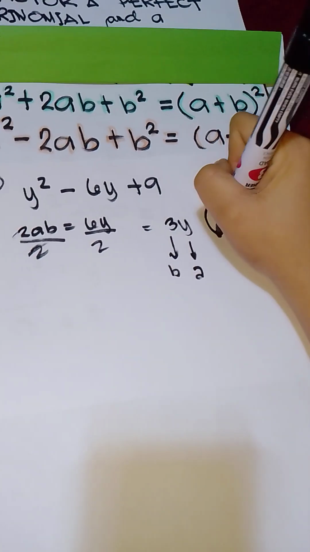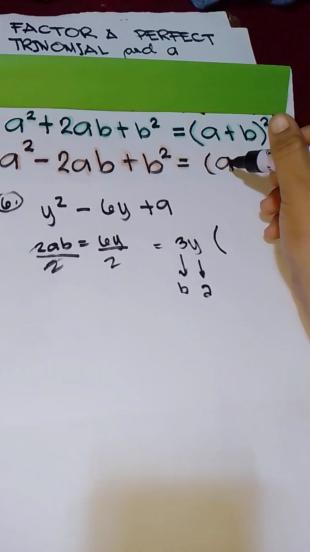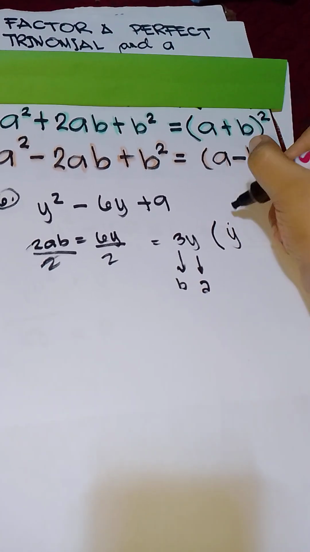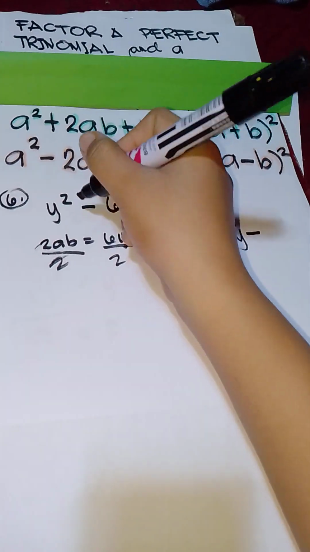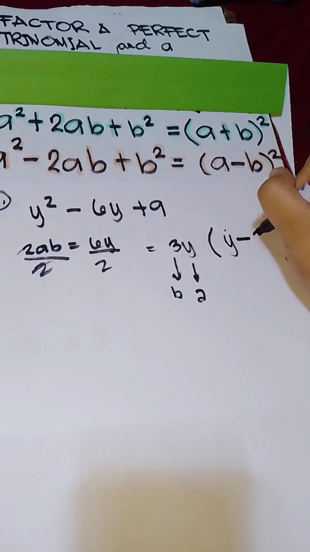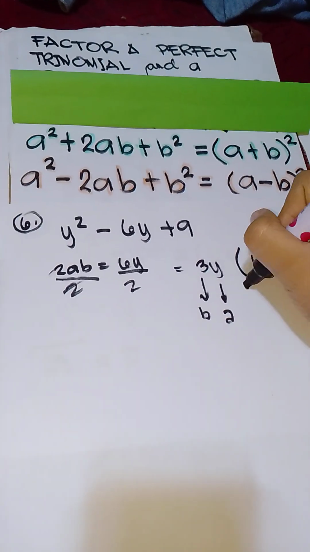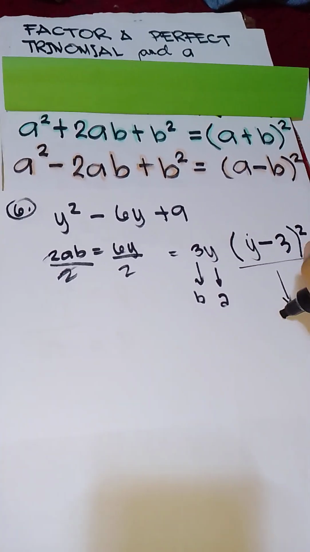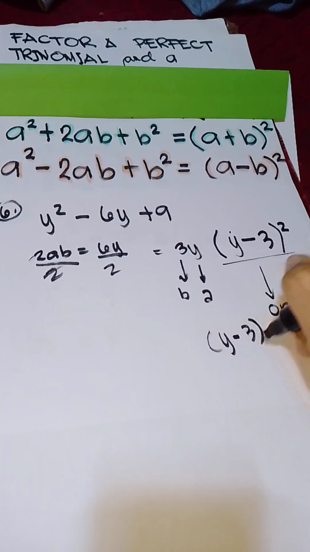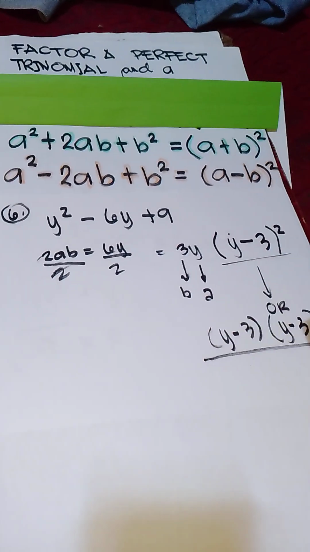So, we are going to fill in. We have A as y and then minus, since it's minus, right? Following the form. So, we have B as 3 and then squared. This will be our answer, or you can write it as y minus 3 times y minus 3. This is also acceptable.